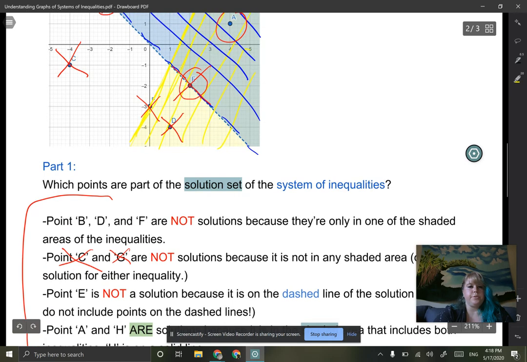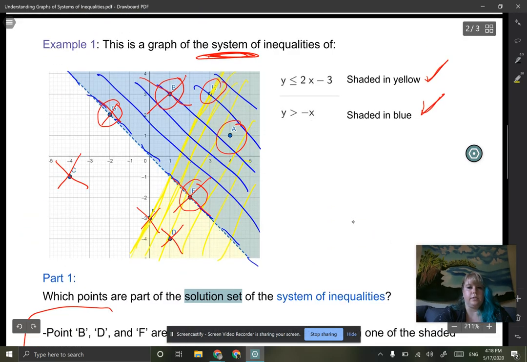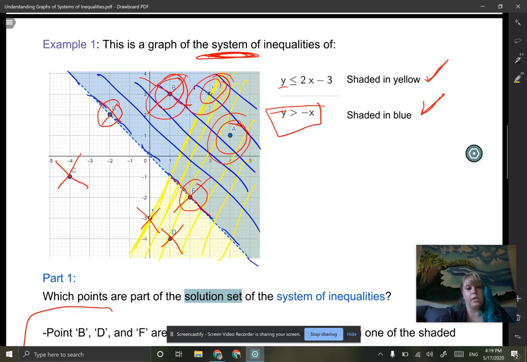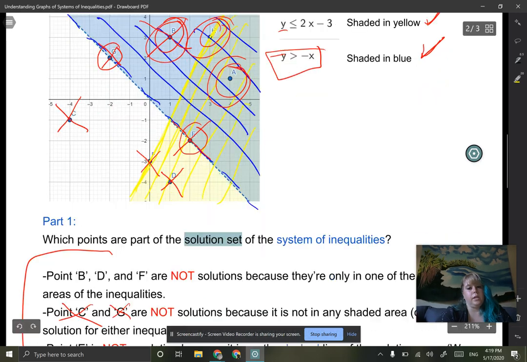Just remember that each inequality can still stand on its own. So if we're looking for solutions for y greater than negative x, the shaded blue, that means we include all of these points. We're also including B in this one. We still do not include G and E because they are on the dashed line.